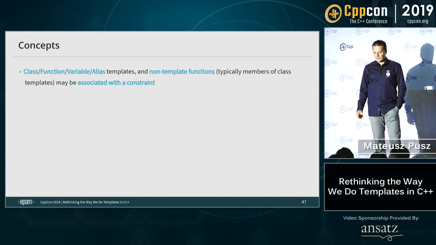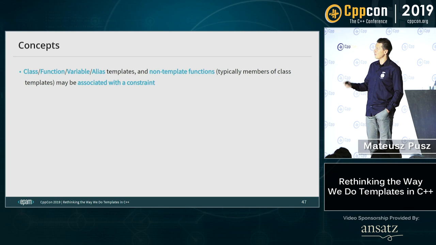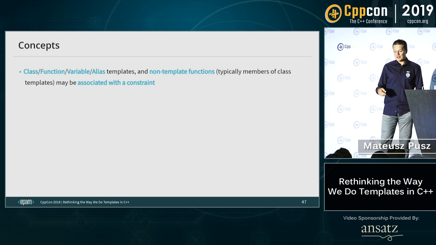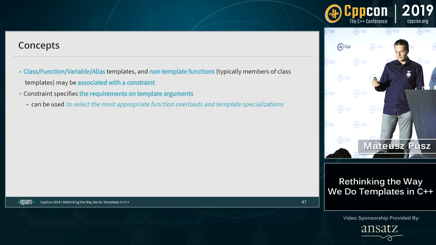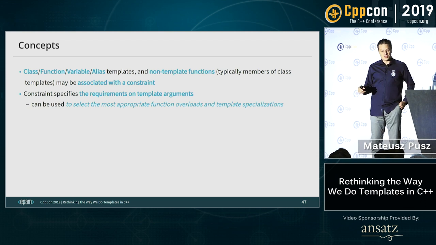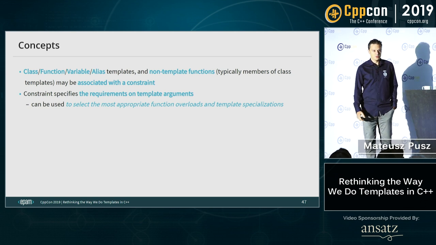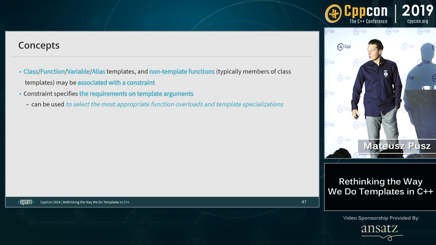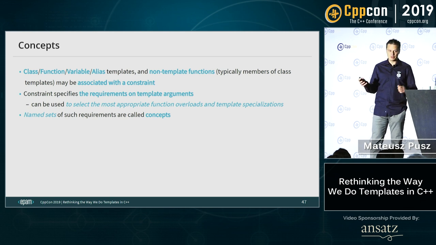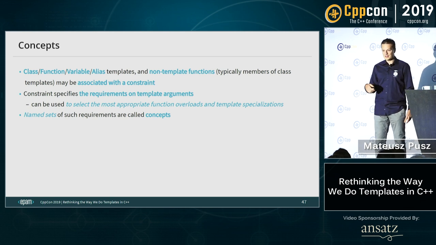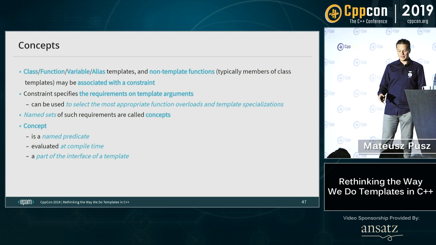Concepts are things that are constraints. Those constraints can be assigned to any templates we have. So class, function, variable, alias templates, or even non-template functions of mostly primary class templates. Those constraints are the requirements on template arguments. So what should a template argument fulfill in order to be valid? And they are often used to select the best function overload or template specialization. And concepts are actually named sets of requirements, because you can provide requirements without naming them. But if you name them, it is a concept. So a concept is a named predicate that is evaluated at compile time.